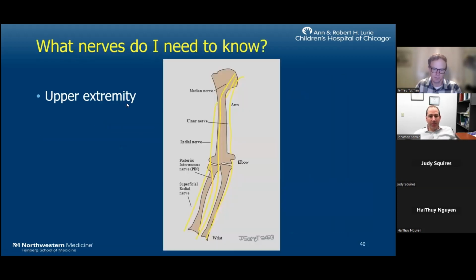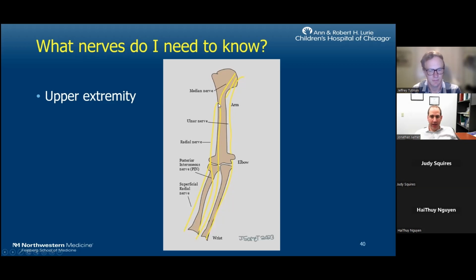Here is an example of the nerves you are going to look for. You've got your median nerve. It's going to cross the elbow in the midline and go to the carpal tunnel. You have your ulnar nerve on the inner side. It's going to go behind the medial epicondyle, and it's going to be in the cubital tunnel.